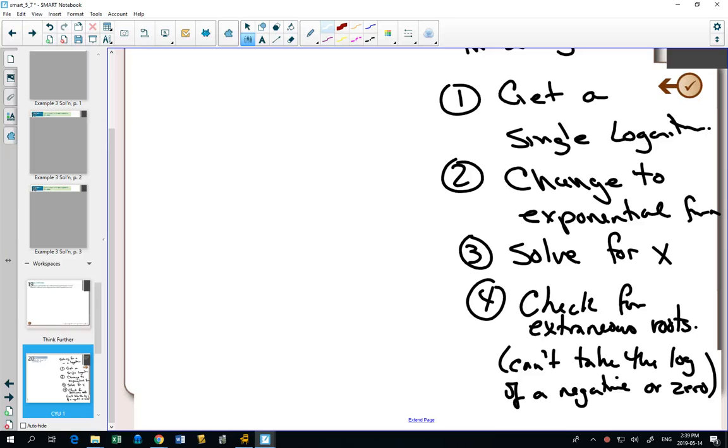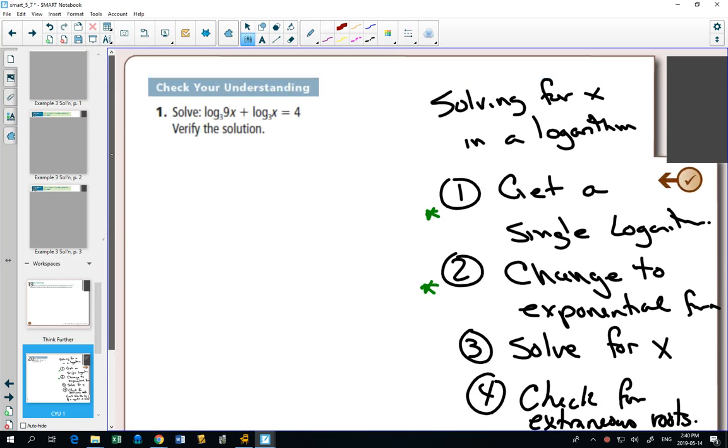But these first two are the key ones. You need to get a single logarithm so you can change to exponential form. That's what you have to study and make sure you know. Because if you have that in your mind, then you can solve any question where x is inside of a logarithm.